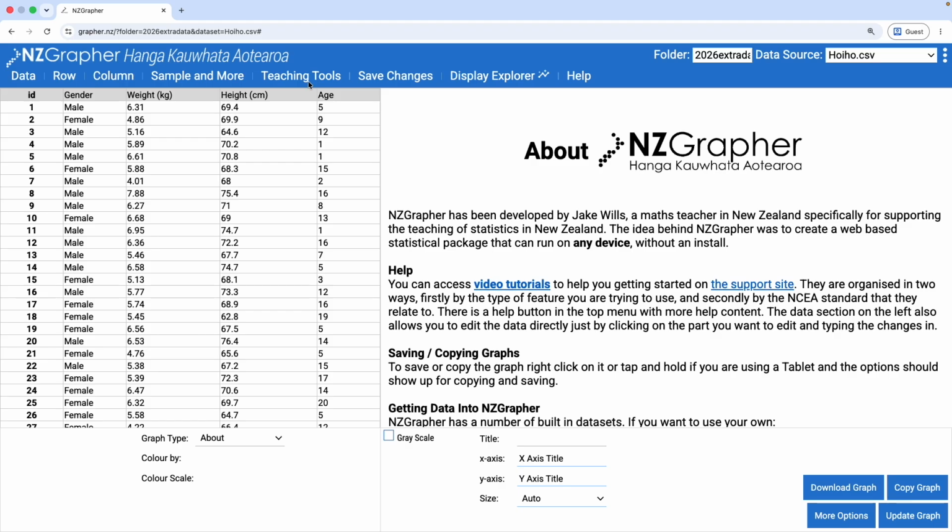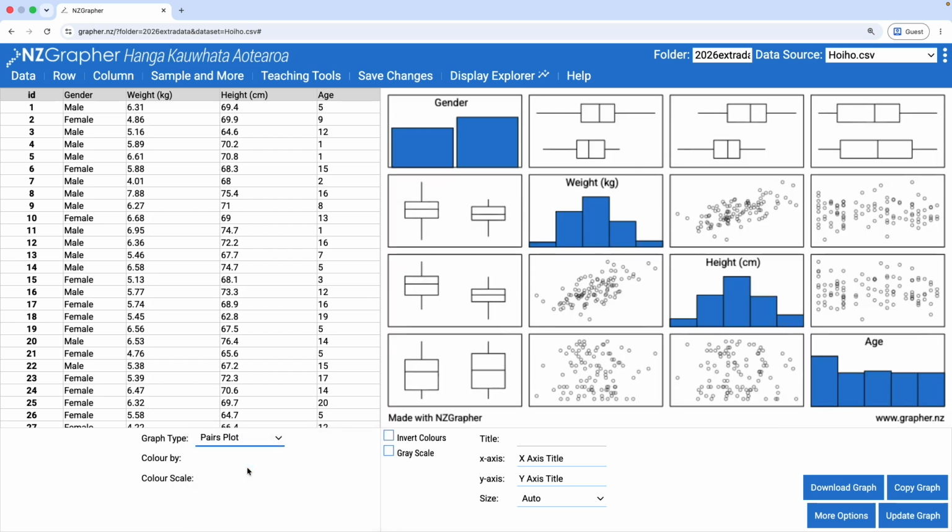The first graph type that I really like, and it's first up in the list, is the pairs plot. So the pairs plot is again good for when students are exploring data. It gives you every single combination of pairs of data in the data set. So this one here, we've got gender, weight, height, and age. Weight, height, and age are all numerical. So they've given us nice little histograms of what that data looks like. Gender is categorical, so we can see the two different categories there.